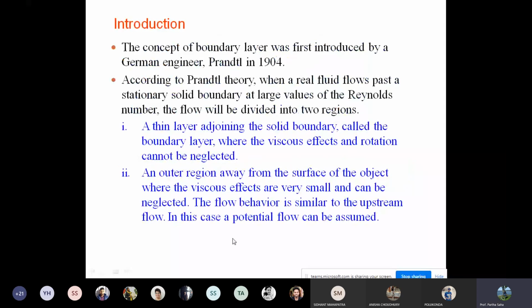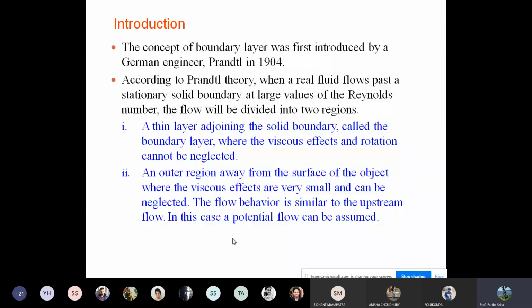So let's look into this. It was first proposed by Prandtl in 1904. What he said is that a thin layer adjoining the solid boundary is known as the boundary layer, where the viscous effect and the rotation effect cannot be neglected. So that has to be considered. And then there is an outer region far away from the surface of the object, where viscous effects are very small and can be neglected. The flow behavior is similar to the upstream velocity or upstream flow behavior.